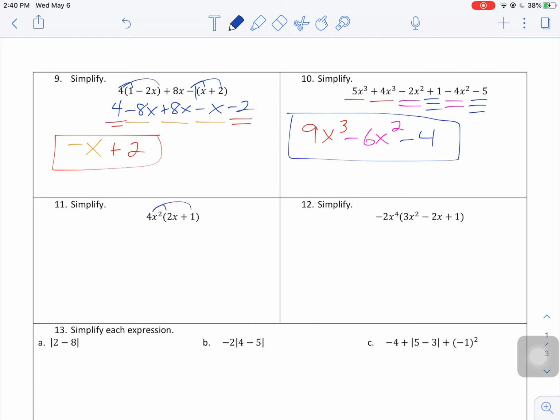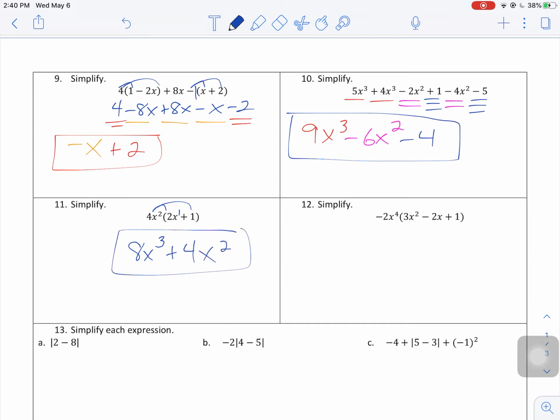Number 11, distribute. 4 times 2 is 8. X squared times x is x to the third, because when you're multiplying like bases, you're adding the exponents. And there's that invisible 1 as the exponent on the x inside the parentheses. Then 4x squared times 1 is 4x squared.